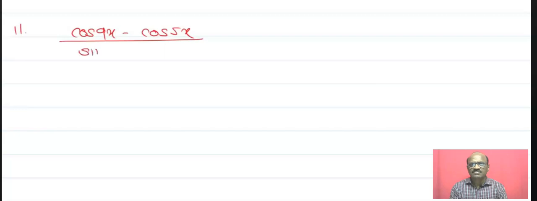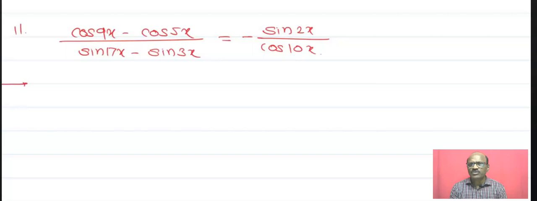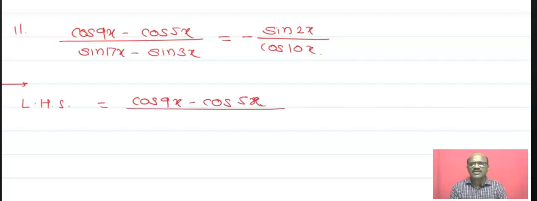Cos of 9x minus cos of 5x upon sin of 17x minus sin of 3x is equal to minus sin of 2x upon cos of 10x. Here we will consider the LHS. LHS is equal to cos of 9x minus cos of 5x upon sin of 17x minus sin of 3x.